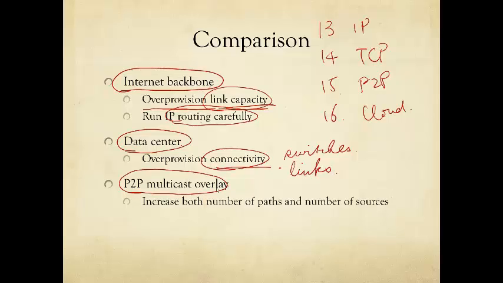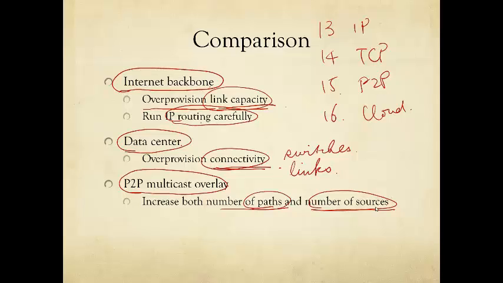And in P2P multicast, we see that we not only over-provision the connectivity, make the connectivity pattern very rich and dense, we actually increase both the number of paths possible for the chunks to flow, but also the number of sources. Each peer becomes a source of the content. And together with the number of paths going up, the number of sources going up is going to enable an even richer kind of connectivity.